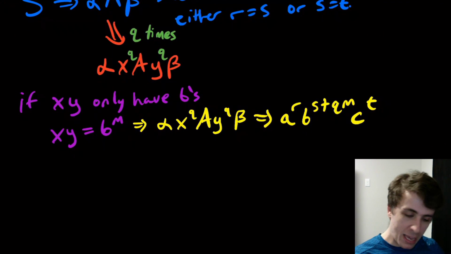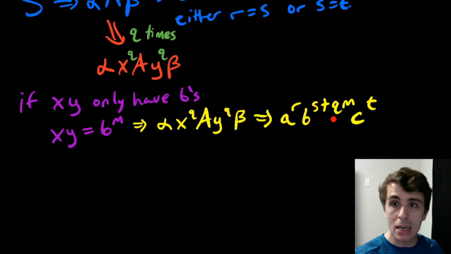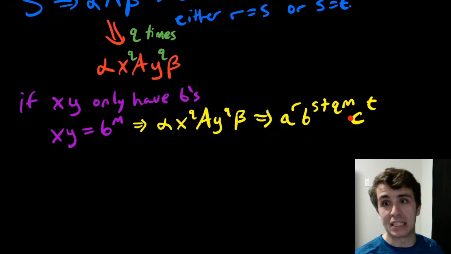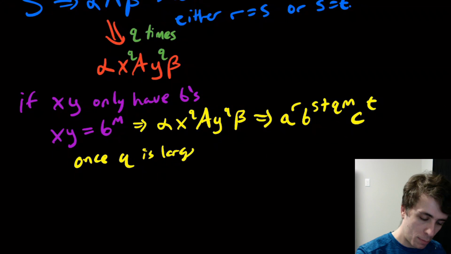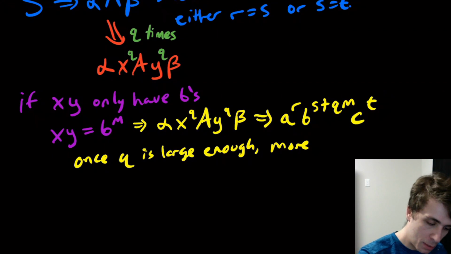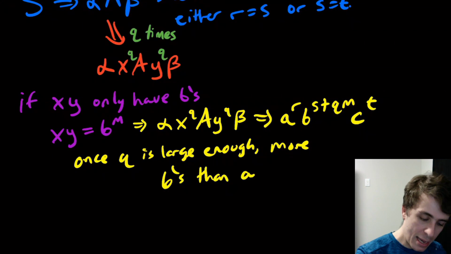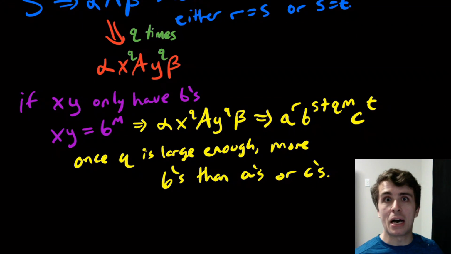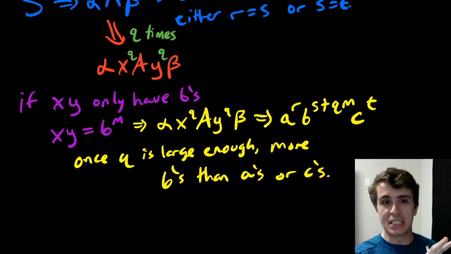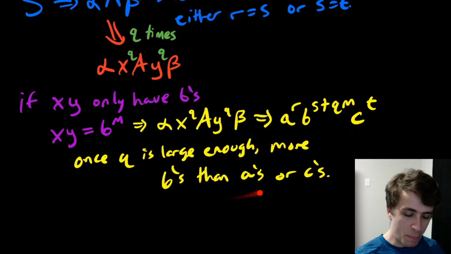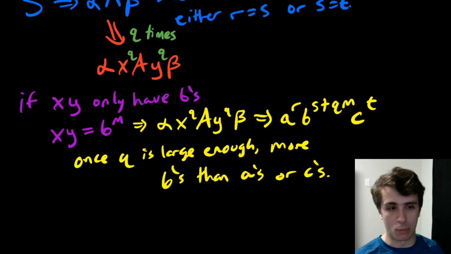And if I make Q big enough, then the number of B's is going to be larger than the number of A's and C's. Once Q is large enough, we have more B's than A's or C's. And that is not in the language, because either the number of A's and B's is the same or the number of B's and C's is the same. So if we have more B's than A's or C's, then obviously it's not in the language anymore.